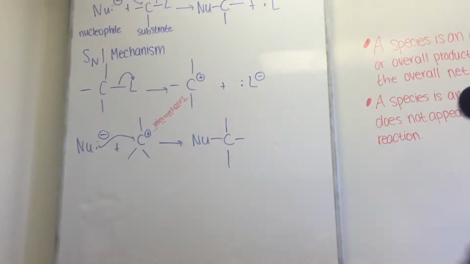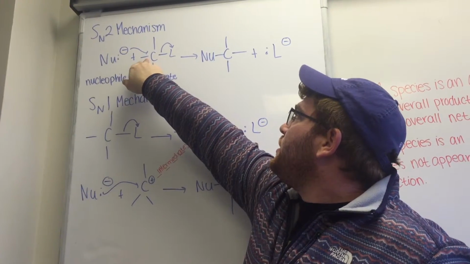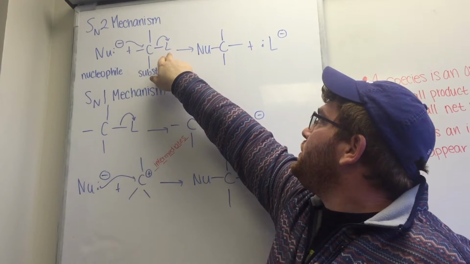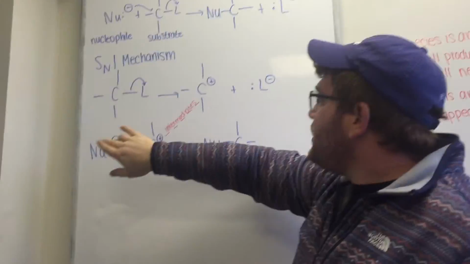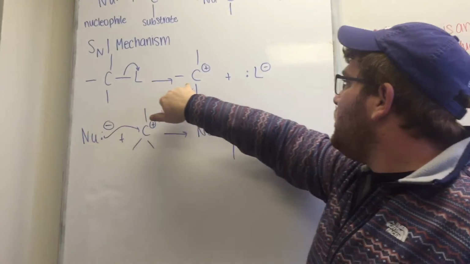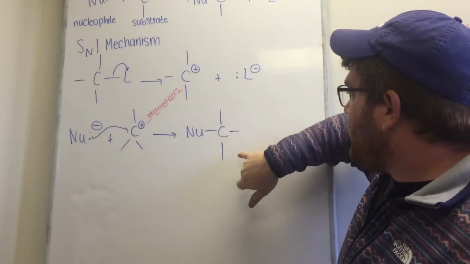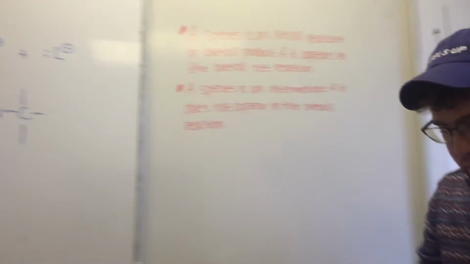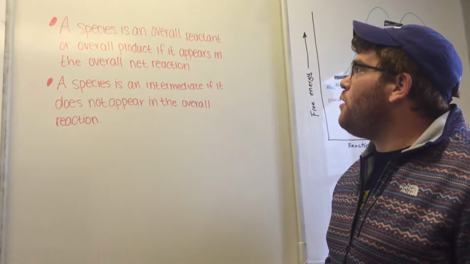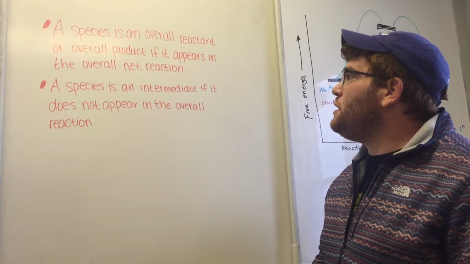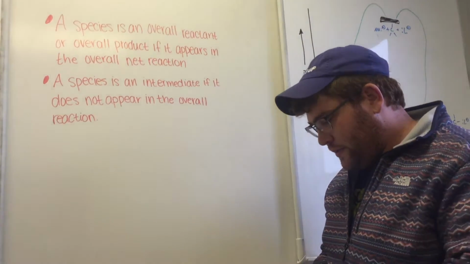This one right here. So you have the lone pairs, and in the SN2 they go from here to there, to that carbon, from that carbon to the nucleophile, and then you have two different groups. And in this one, the carbon goes to that one, and then you have an intermediate right here, and then you have your final product. A species is an overall reactant or product if it appears in the overall net reaction. A species is an intermediate if it does not appear in the overall reaction.